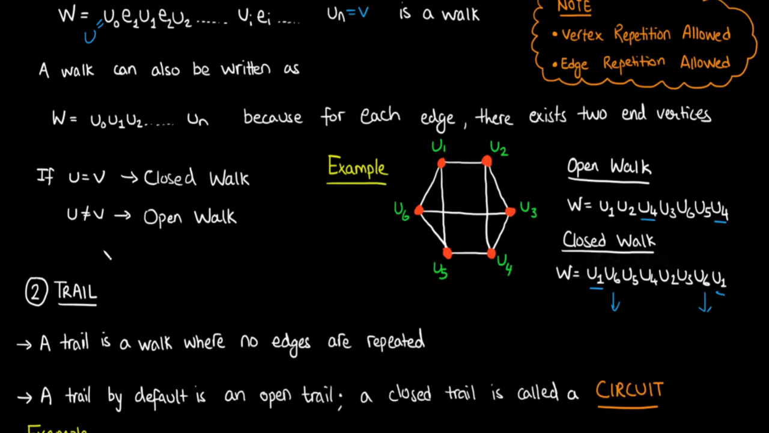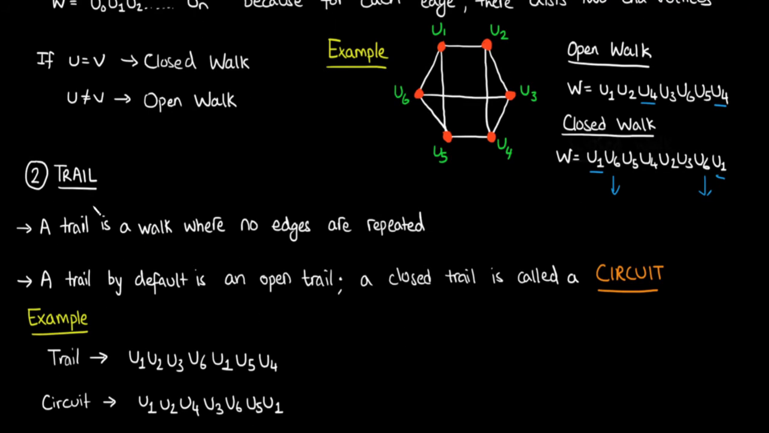Okay, so the second definition is known as a trail. A trail is a walk where no edges are repeated. So if you remember, in a walk vertex repetition is allowed and edge repetition is allowed. For a trail, only vertex repetition is allowed, so no edges are repeated. A trail by default is an open trail, and when you have a closed trail, people generally call that a circuit. We'll also follow that convention. So a closed trail is called a circuit.